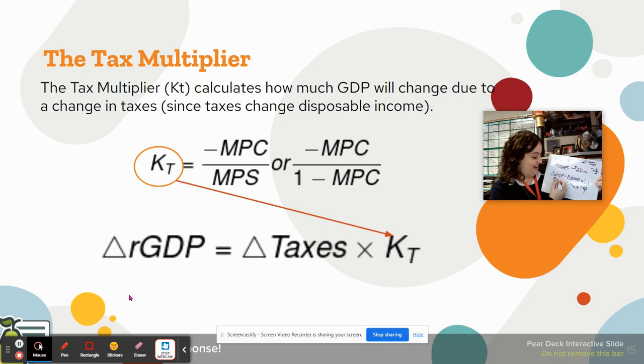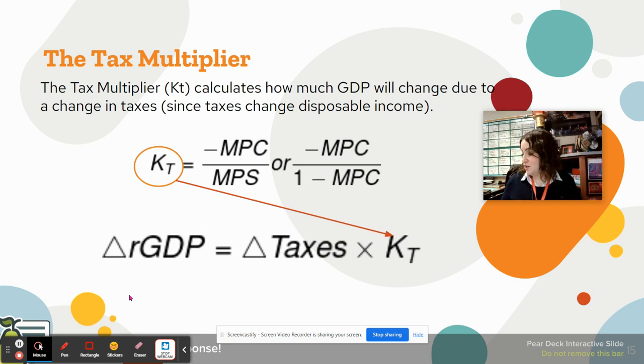80. $80 million. And that's positive because if taxes decrease, GDP is going to go up because lower taxes means we have more money to spend. And so GDP is going to increase. So hopefully you got $80 million of GDP change.